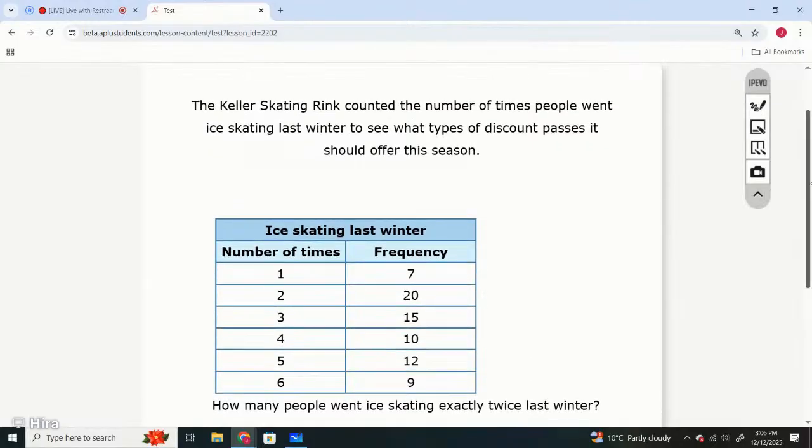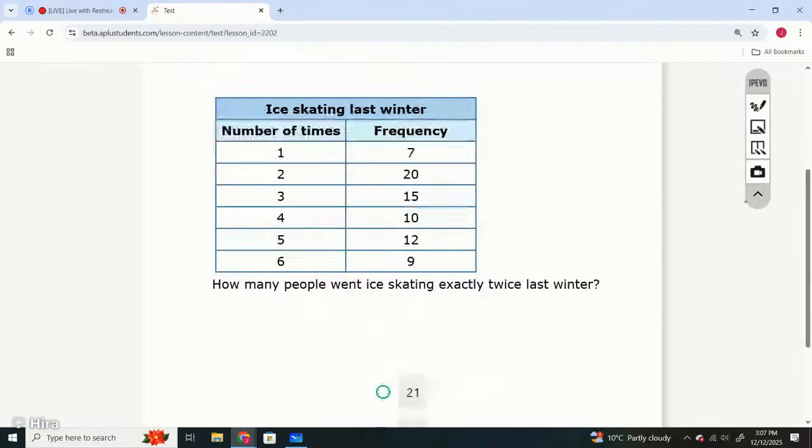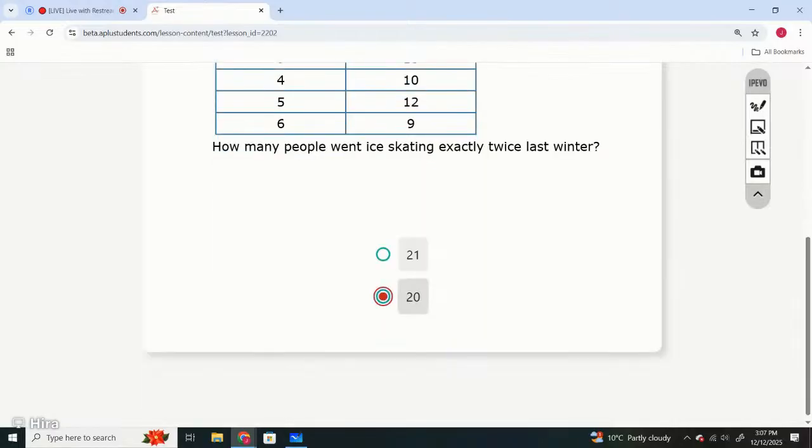The skating rink counted the number of times people went ice skating last winter to see what types of discount passes it should offer this season. How many people went ice skating exactly twice last winter? Like how many people visited 2 times? Two times, that is 20. Option number 2 is the correct option, 20.